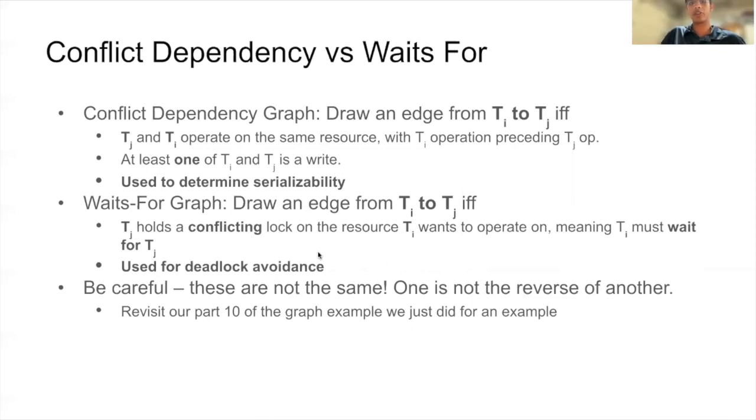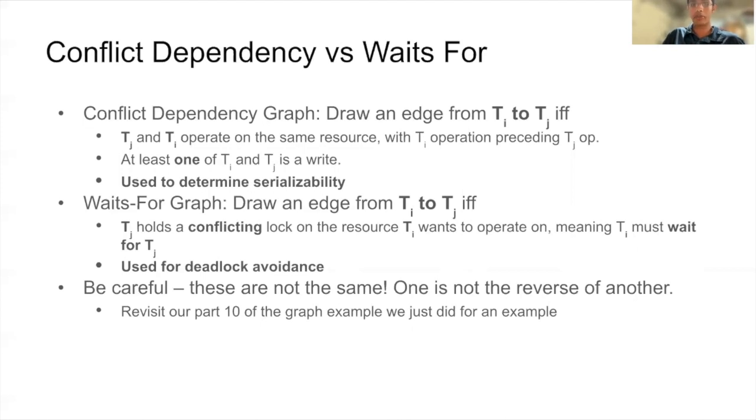In waits-for graphs, you're going to draw an edge from one transaction, T sub i, to another, T sub j, if and only if T sub j holds a conflicting lock on the resource that T sub i wants to operate on, meaning that T sub i must wait for T sub j. This is used for deadlock avoidance. So be very careful. These are not the same. One is not the inverse of the other.